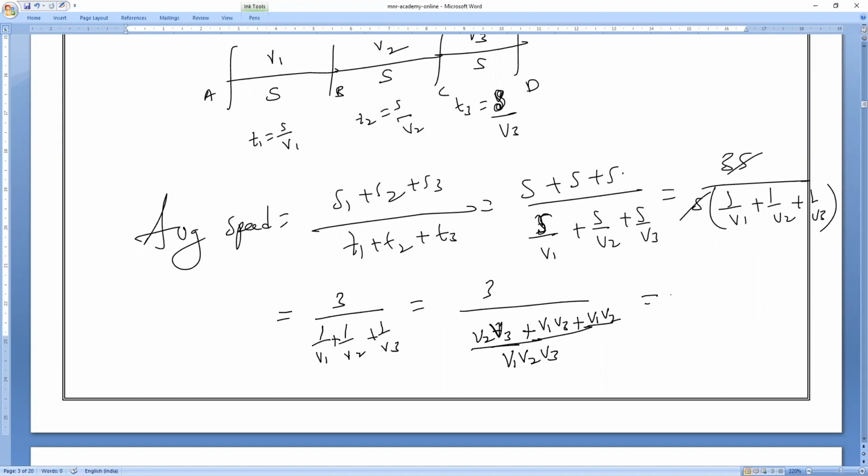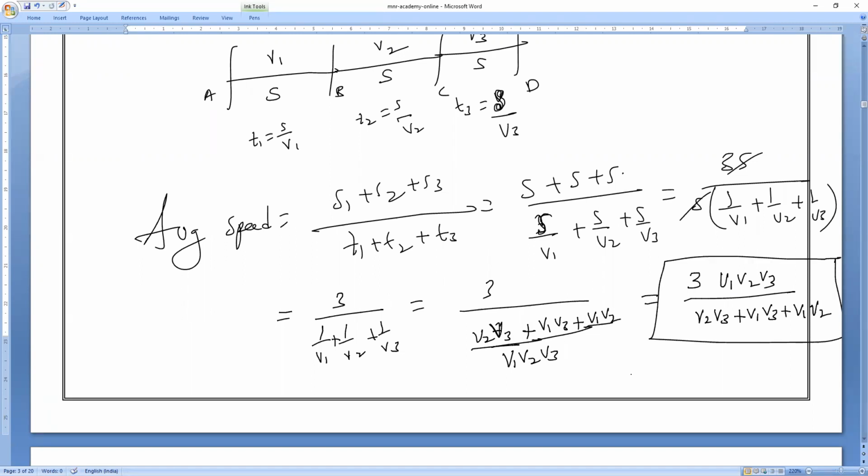Then what is the formula? 3V1V2V3 divided by V2V3 plus V1V3 plus V1V2. Understand? That is the formula.